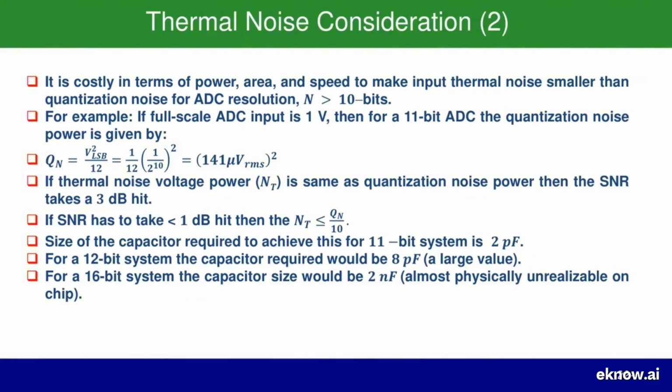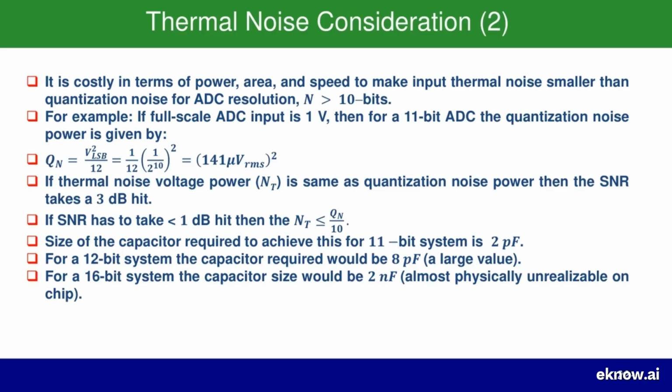To avoid this, a common design goal is to keep the impact on SNR minimal, say, less than 1 dB. To achieve that, the thermal noise power must be much smaller than the quantization noise power. A good rule of thumb, as shown here, is to make the thermal noise power at least 10 times smaller than the quantization noise power. Now, here comes the really critical part. How do we make the thermal noise smaller?